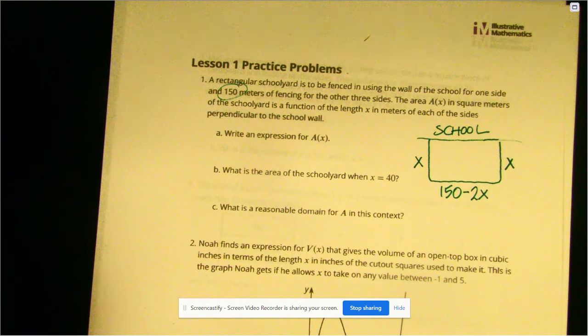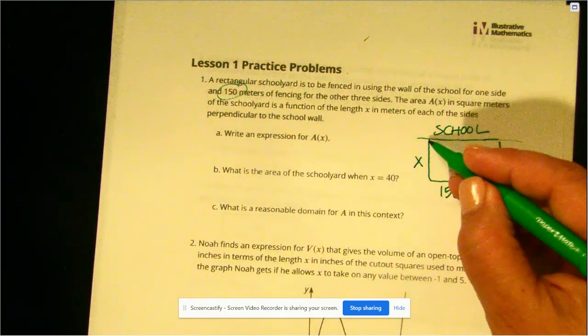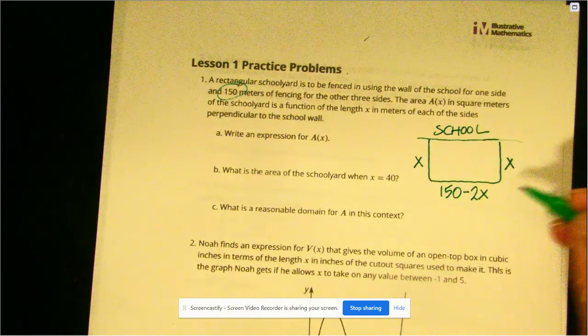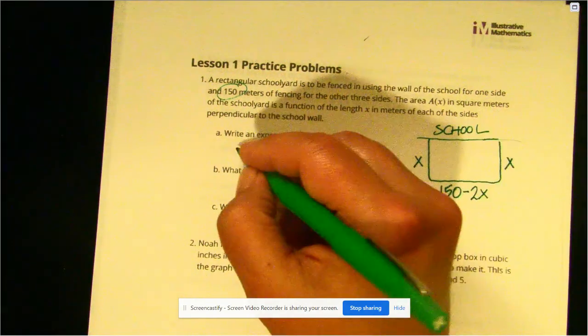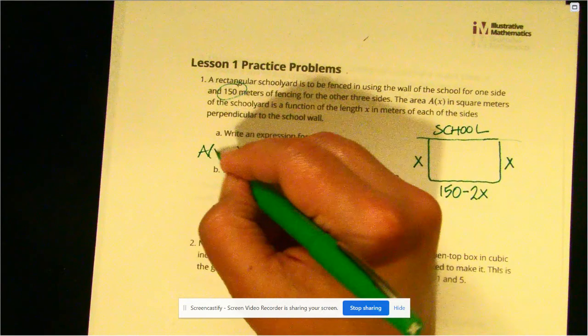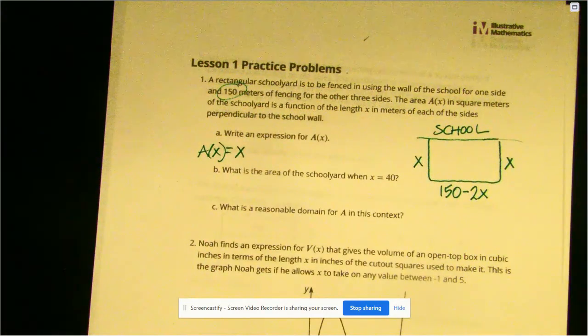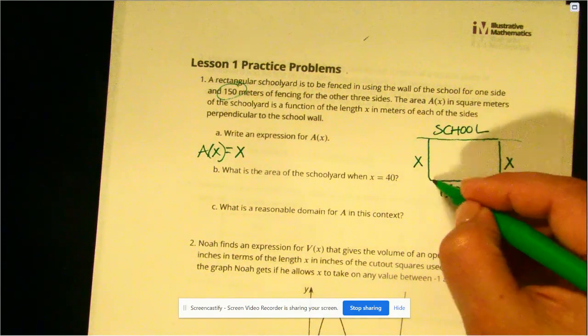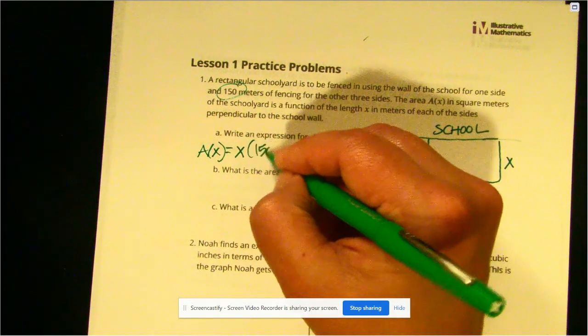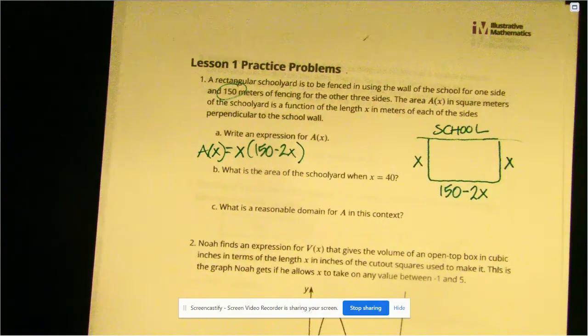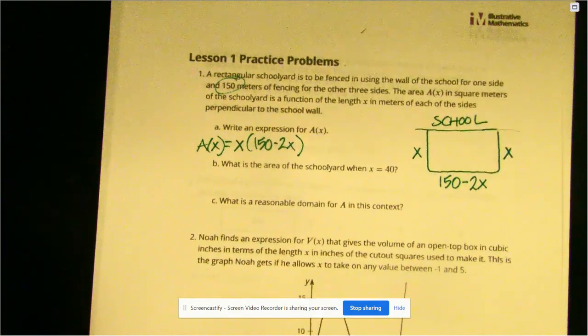Okay? So write an expression for the area. How do you find the area of a rectangle? You do one dimension times the other. So I'm going to do this. The area of this rectangular schoolyard is this dimension times this dimension. That's a polynomial, sort of like the one in lesson one.